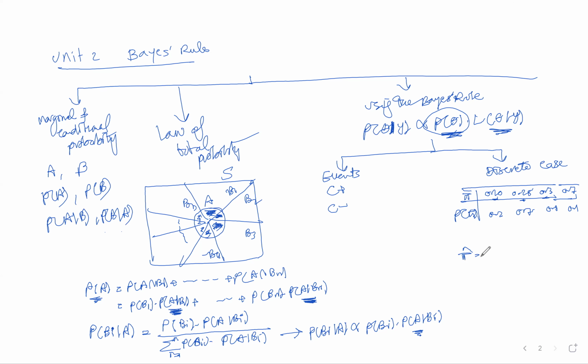For example, pi hat is using the basic probabilities. It is the sum of the possible values of pi, sum of pi times the probability of pi given y. So you use the posterior probabilities. You multiply the posterior probabilities by the possible values of pi, and you get the estimation of pi.